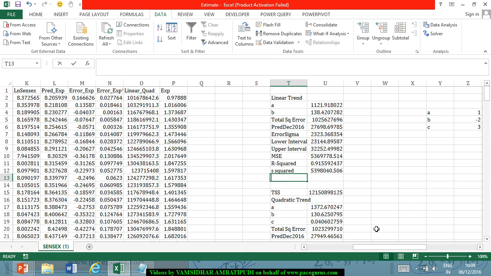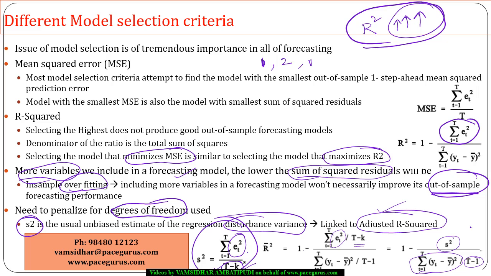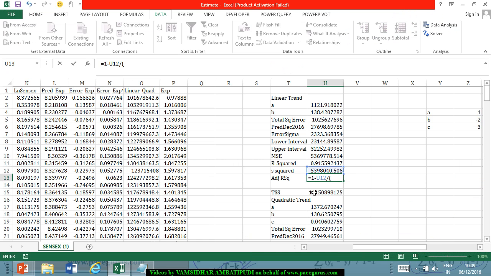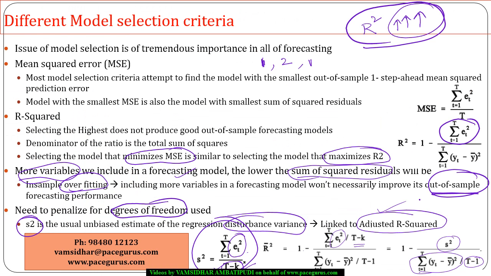So in this case, the adjusted R squared comes out as 1 minus S squared divided by the total sum of squares divided by t minus 1. The total sum of squares divided by t minus 1 is 190. Based on this, I am getting the adjusted R squared of 91.55% when I am going with the linear model.